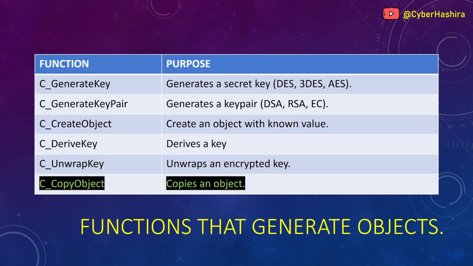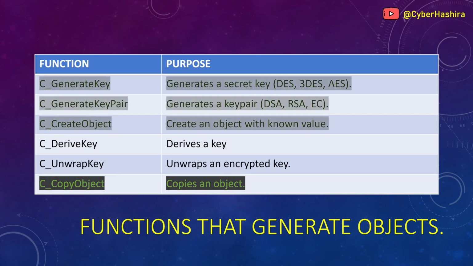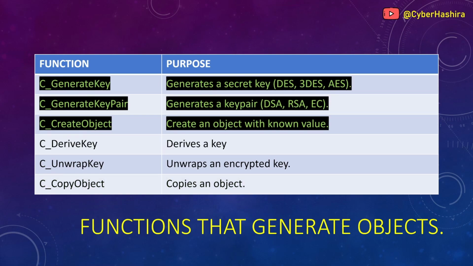C_CopyObject function does not generate or create a new object. It simply copies an existing object. Now, during the copying process, you have the option to modify the object attributes. I will cover this topic in another video. In this video, we will focus on C_GenerateKey, C_GenerateKeyPair, and C_CreateObject.